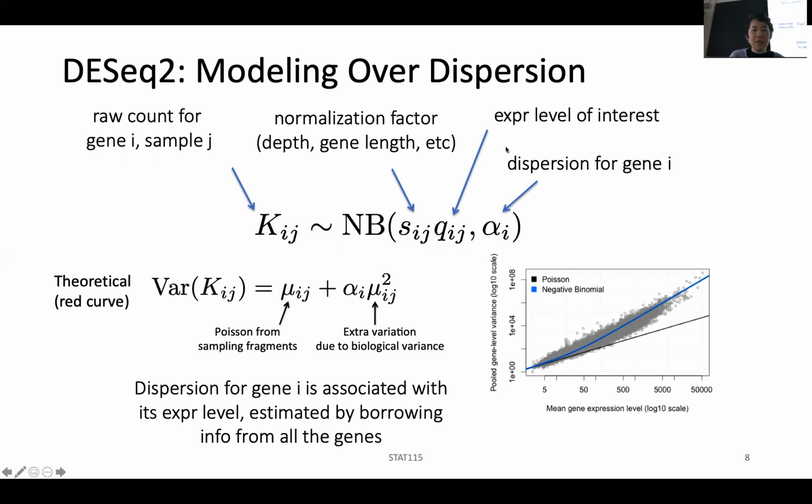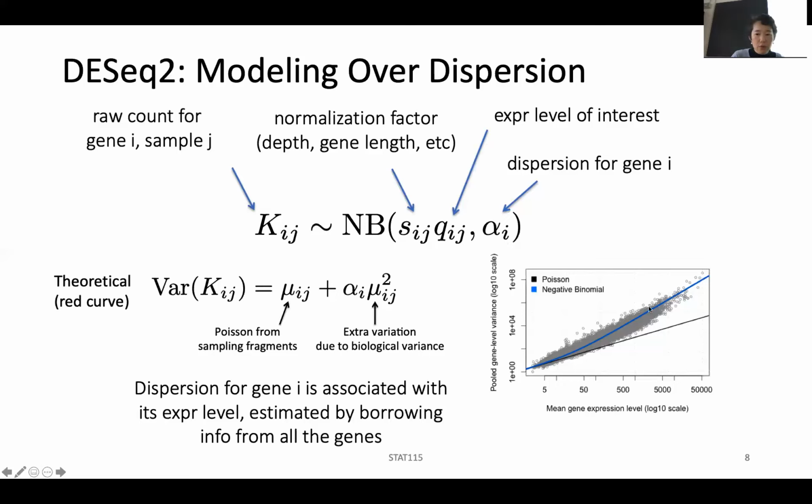Roughly like a TPM level. You are trying to see how much this gene is expressed, and then this is the dispersion. So you can imagine we are observing the raw count, and we say, okay, the reason we're seeing this much raw count is because we are sequencing this sample at this depth, the gene is of this length, and if this gene is expressed at this level and there's this much noise, that's how many reads we're going to see.